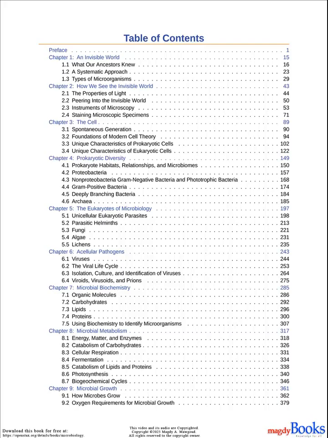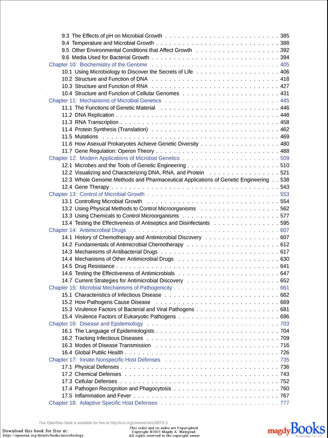9.1. How microbes grow. 9.2. Oxygen requirements for microbial growth. 9.3. The effects of pH on microbial growth. 9.4. Temperature and microbial growth. 9.5. Other environmental conditions that affect growth. 9.6. Media used for bacterial growth.